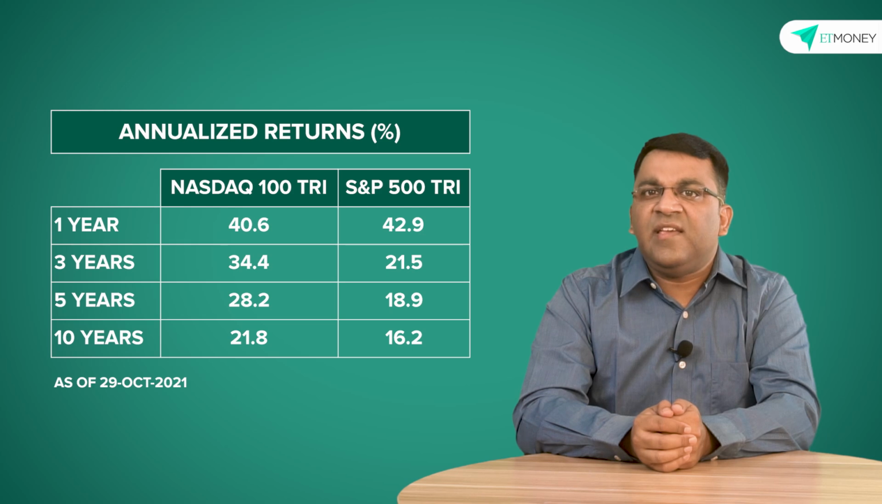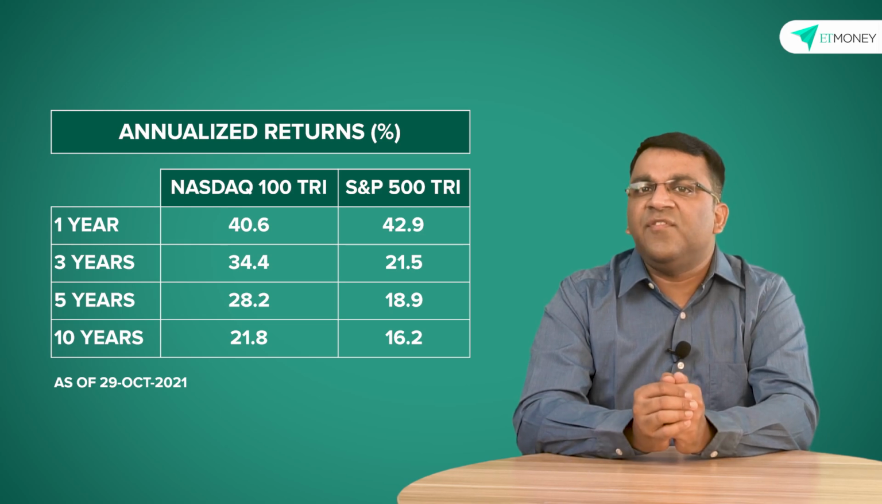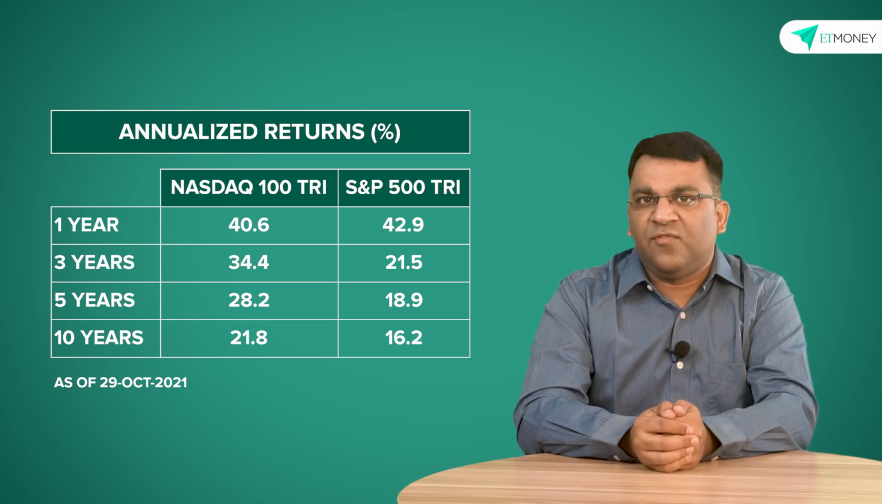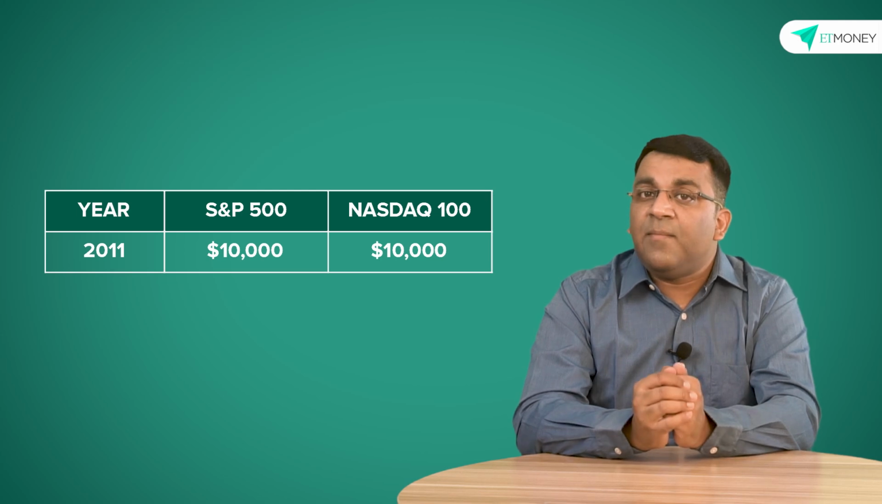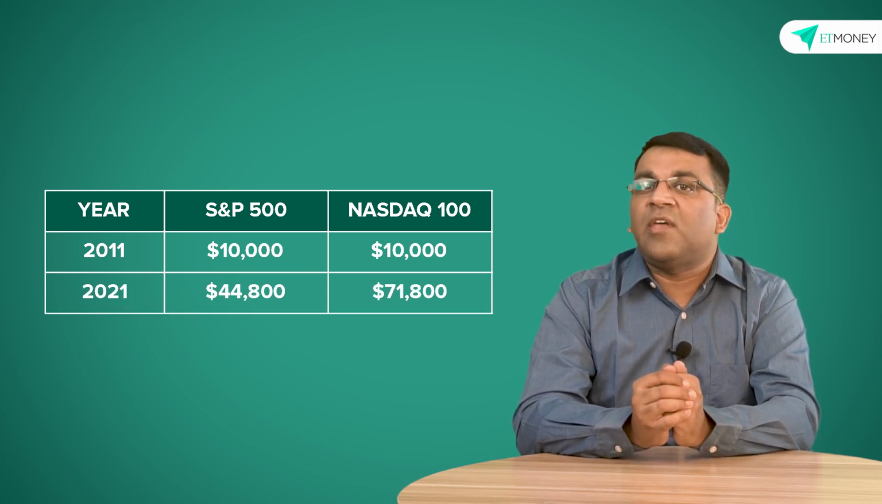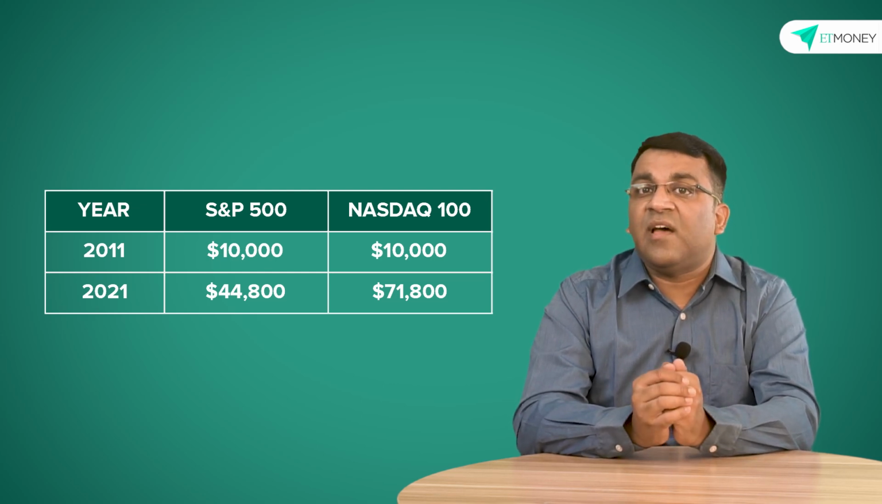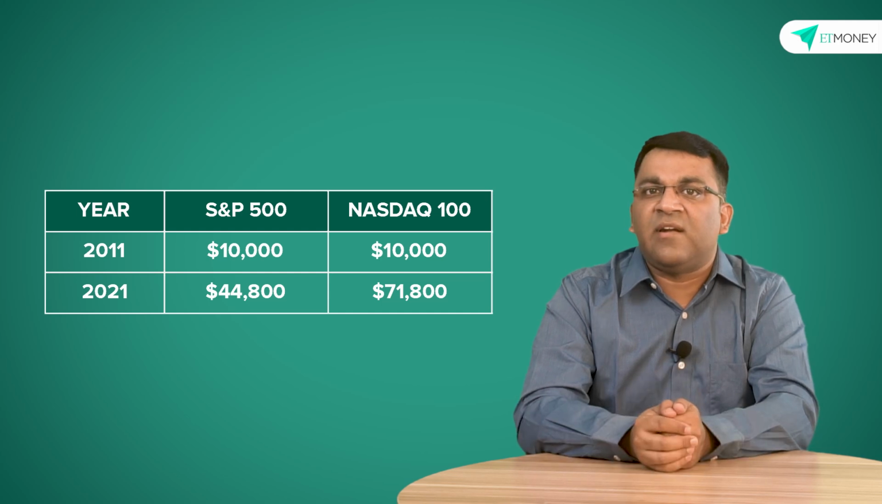So these are some key visible differences between the two indices, but now let's look at how they have fared from a risk and return perspective. Let's start with returns, and we see that the Nasdaq 100 has significantly outperformed the S&P 500 in terms of performance over longer periods of time. So in numbers, if one had invested $10,000 in November of 2011, then that investment would have grown to $44,800 in the S&P 500 and a much higher $71,800 in the Nasdaq 100 index.